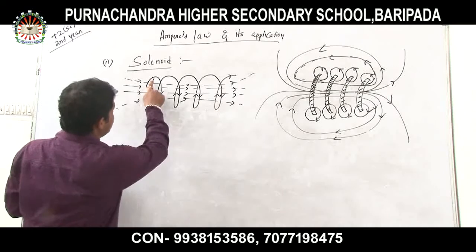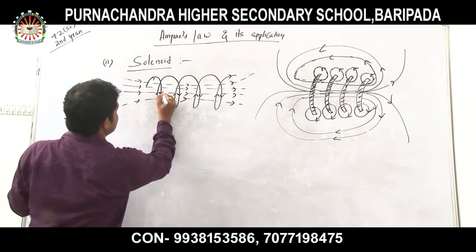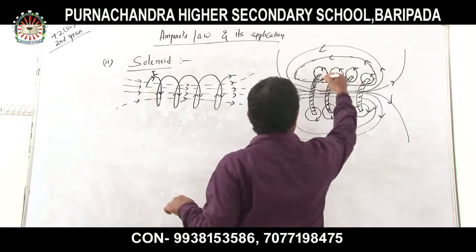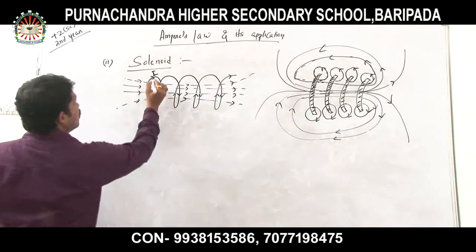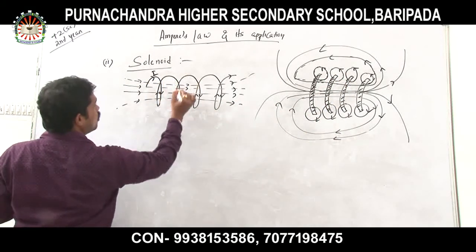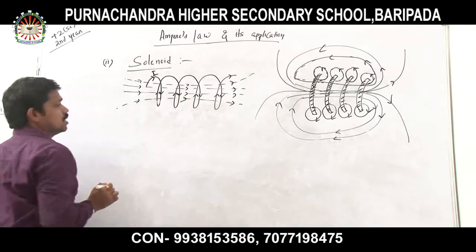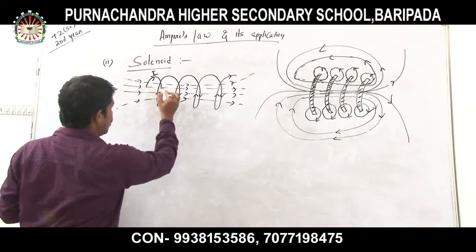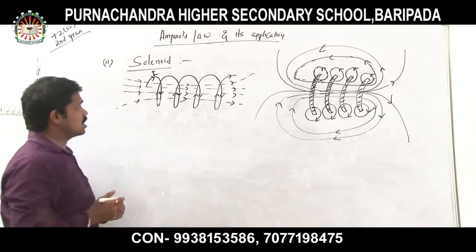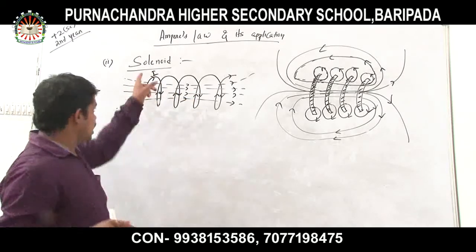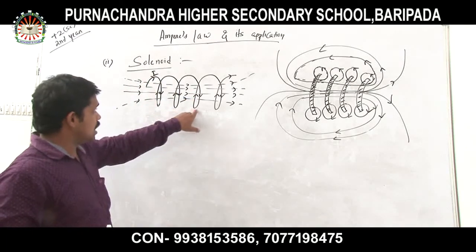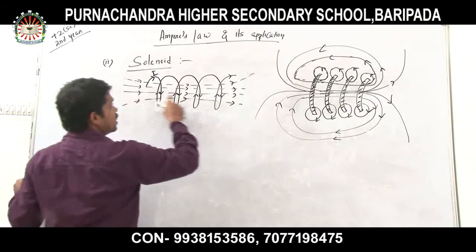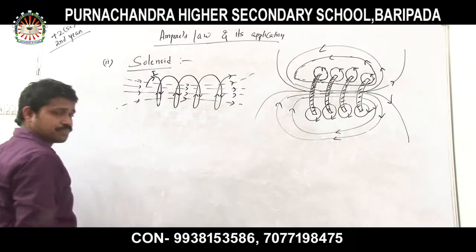When the solenoid conducts some current, look here, these arrows are the flow of current I. Similarly, here also these are the current flow. These are the current flowing inside the solenoid, the loops of the solenoid. This is the current I. So when the current is flowing in the loops of the solenoid, then magnetic field lines are produced.